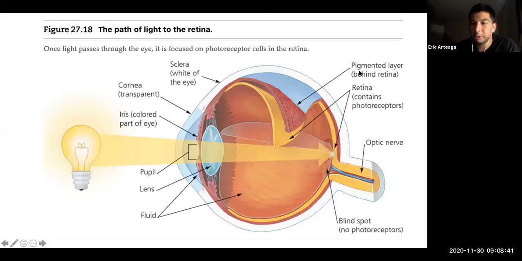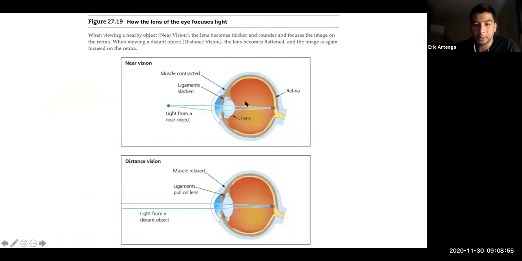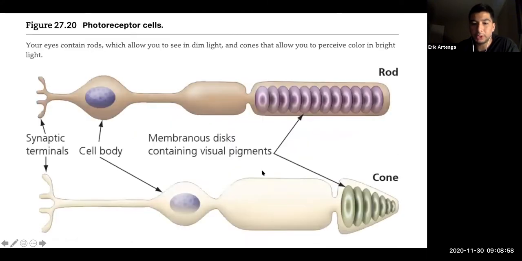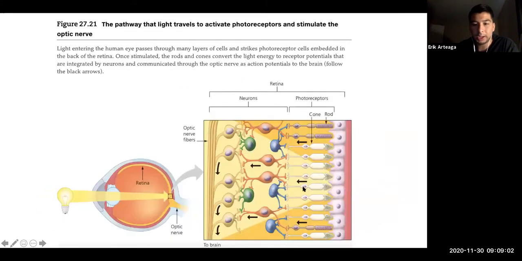Just be able to identify the various parts, so the sclera, iris, pupil, lens, and definitely the retina. Again, the retina is going to be housing the cones and the light sensitive cells. So again, the rods and the cones are going to be housed in the retina, behind the eye. Then you have the innervation of the optic nerve that's going to be receiving the signals from the cones and the rods. So photoreceptors and the neurons are going to make up that retinal layer.